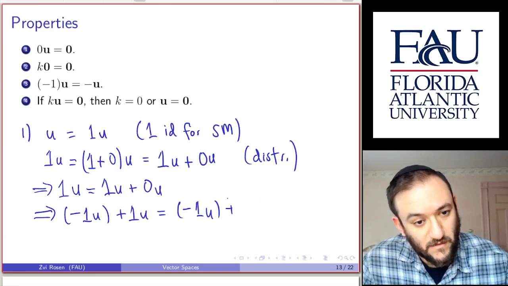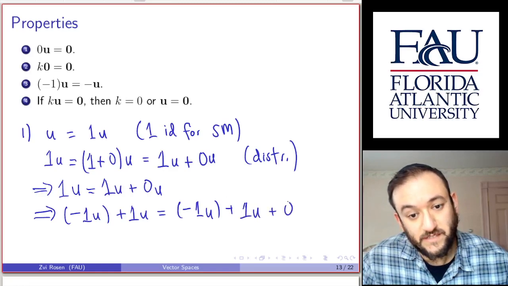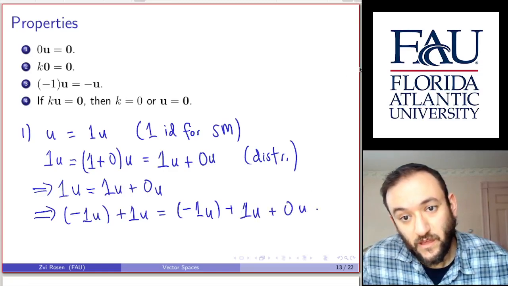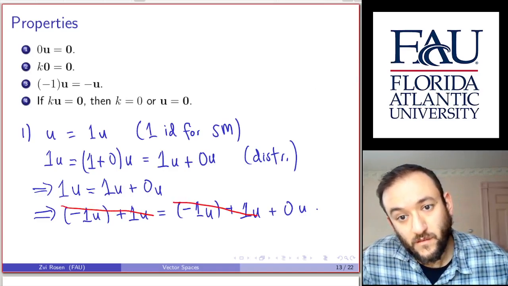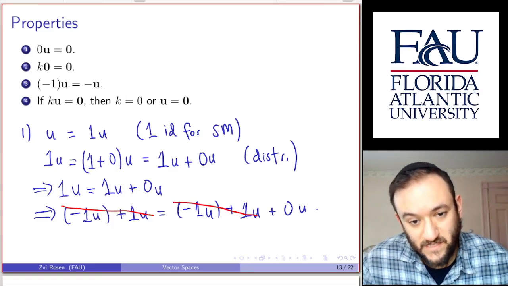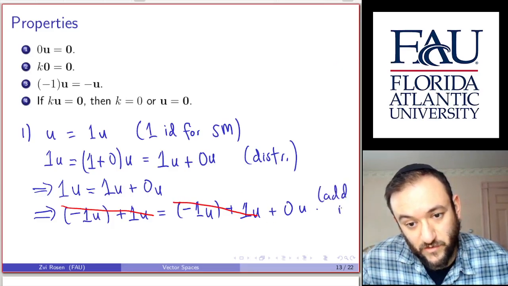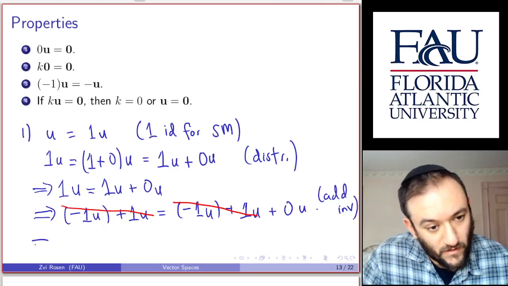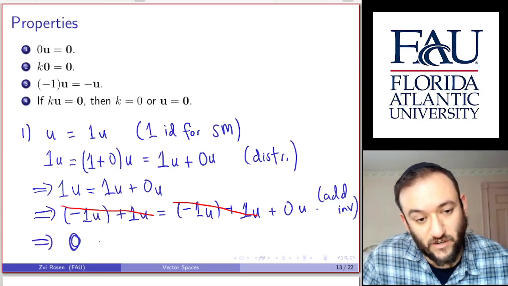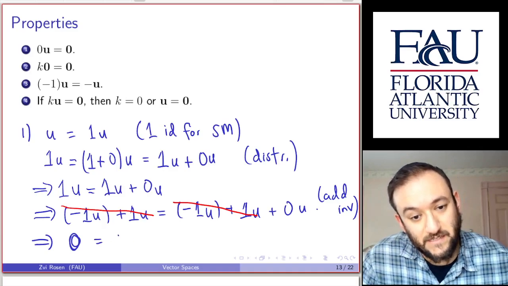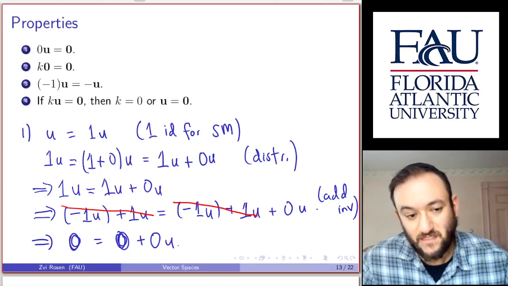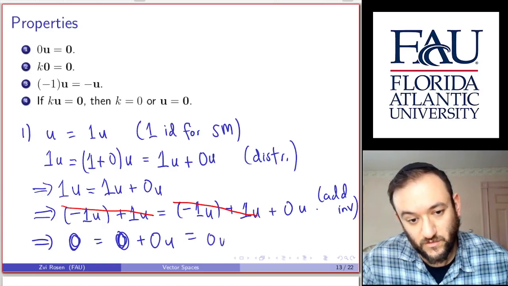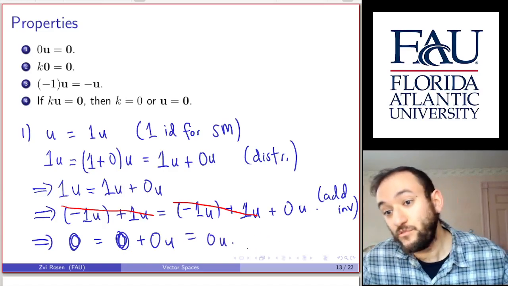Plus 1u plus 0u. Okay, and so that gives us things that will cross out, and this is by additive inverses. And we're left with the 0 vector on the left-hand side and 0 plus 0 times u on the right-hand side. But we know that 0 added to anything just gives you the same thing back, so this should be equal to 0 times u. And that proves property 1.